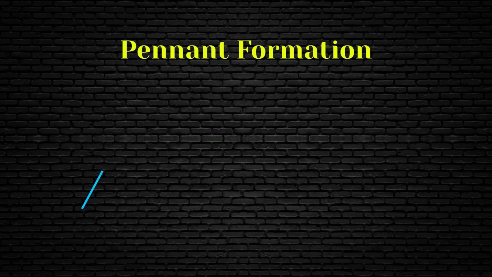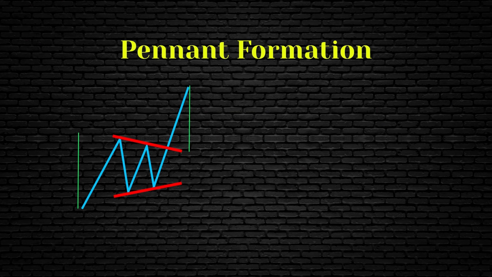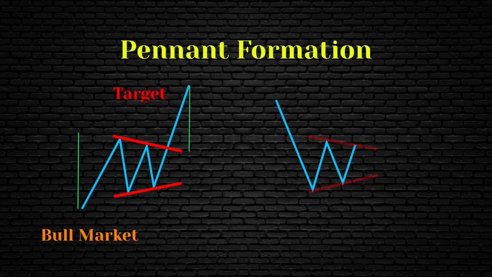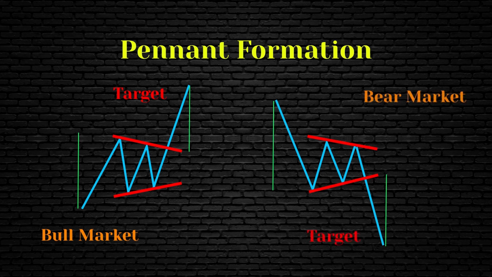Pennant formation. After a sharp price movement, when it enters a consolidation period, where the bottoms and tops narrow towards each other, it is called a pennant formation. It actually resembles a symmetrical triangle, but differs in that it is more stable and smaller. There is a sharp trend movement beforehand, which we call the pole, similar to the flag pattern. It is a trend continuation pattern and is seen in both down and up trends. Its target is the length of the pole.